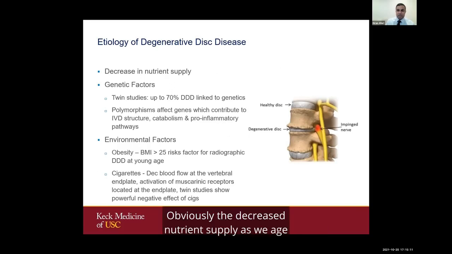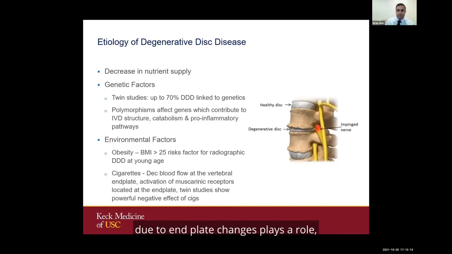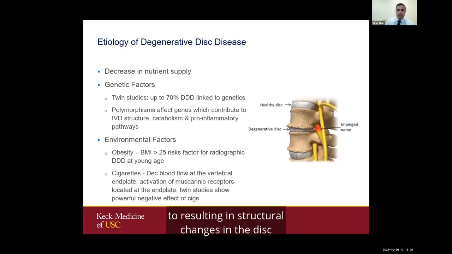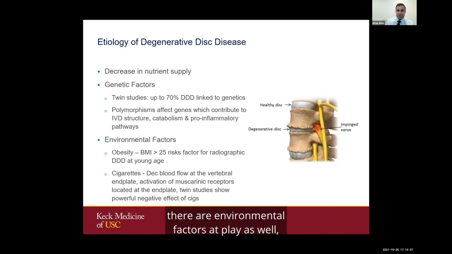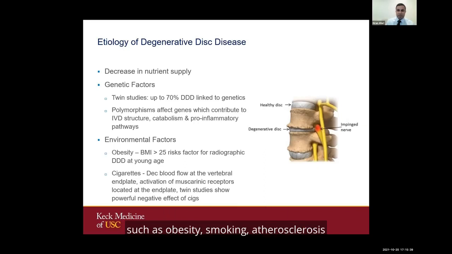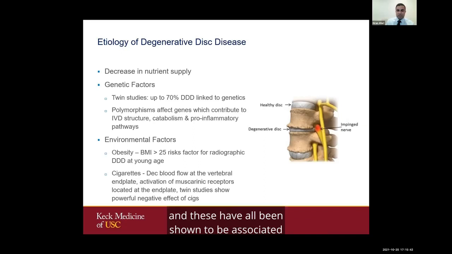Obviously, the decreased nutrient supply as we age due to end plate changes plays a role, but there's certainly a genetic component. Twin studies have shown that up to 70% of degenerative disc disease can be linked to genetics. There are various genetic polymorphisms that I won't get into in this talk, but these have been identified as resulting in structural changes in the disc and accelerated degeneration via catabolic and pro-inflammatory pathways. And lastly, as I stated before, there are environmental factors at play as well, such as obesity, smoking, and atherosclerosis, and these have all been shown to be associated with progression or development of degenerative disc disease.